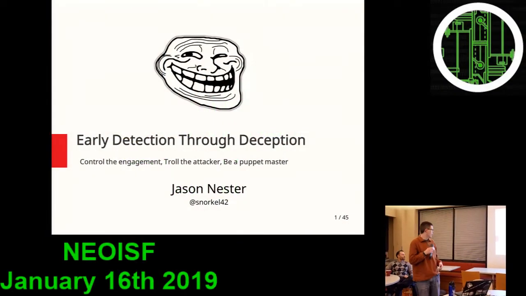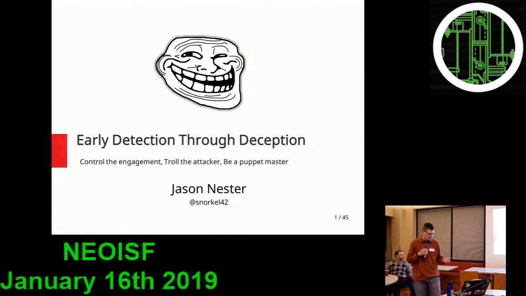I'm Jason Nestor, and I'm going to be talking today about deception. I'm going to be talking mostly about using deception for early detection. Deception is a very broad subject and something I really love, but I'm just going to look at it purely from the lens of early detection of an active attacker on your network, and then I'll come back around to talk a little bit about possibly using deception out on the DMZ, out on the internet, to separate the general junk, the general noise on the internet, from the active attacker, and try to make that a little bit easier to catch. Trolling the attacker, being a puppet master, controlling that engagement.